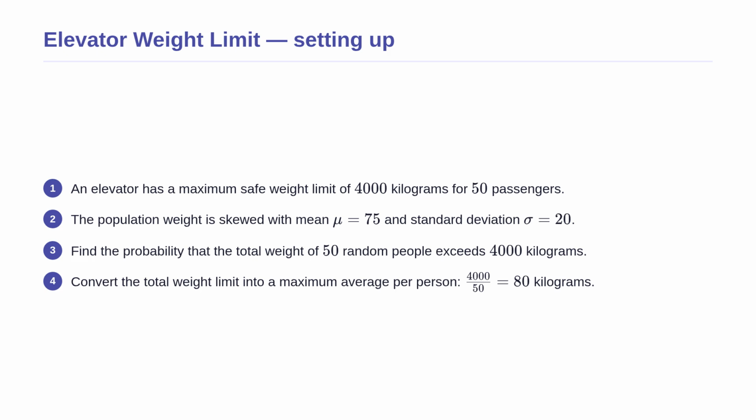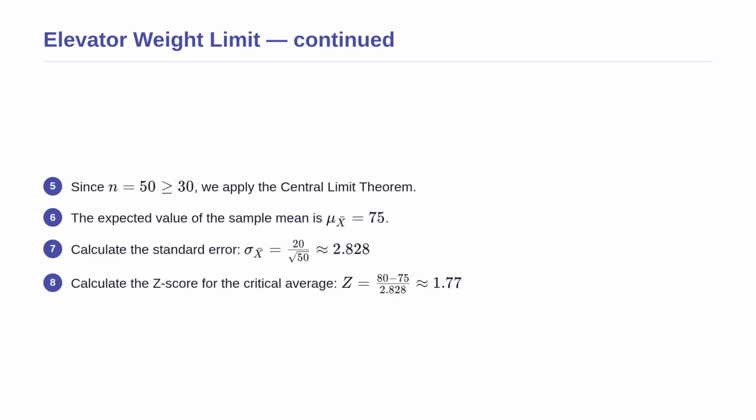First, we convert the total weight limit into an average weight limit per person. 4,000 divided by 50 gives a maximum average of 80 kilograms per person. Continuing with our elevator problem, we note that the population is not normal, but our sample size is 50. Since 50 is greater than 30, it is large enough to use the central limit theorem. The expected value of the sample mean is still the population mean, 75 kilograms.